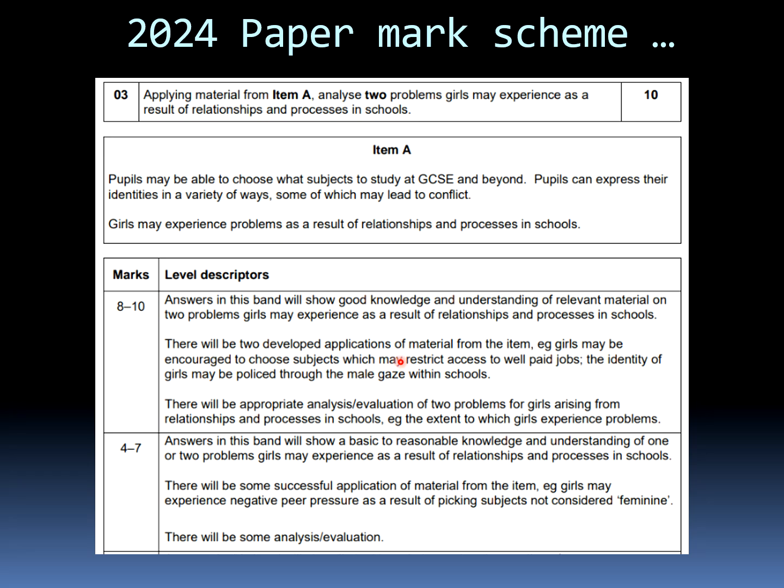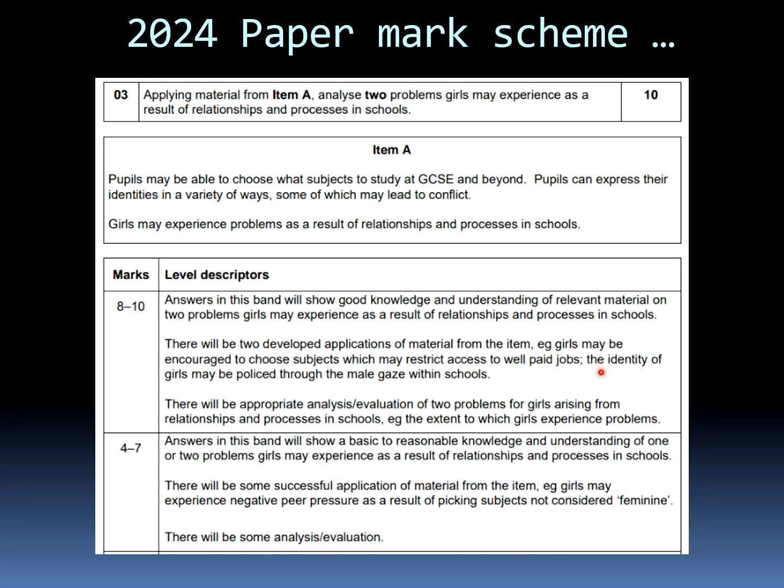So if we look at this bit here where it says to develop applications, it basically tells you what hook number 1 might be. So for example, girls are encouraged to choose subjects which may restrict access to well-paid jobs. So make sure you show understanding by giving examples of the subjects that they may choose and the factors and the processes within school that might have influenced it, such as peer group pressure, gendered subject images, and so on.